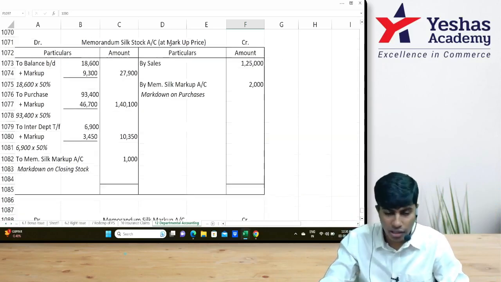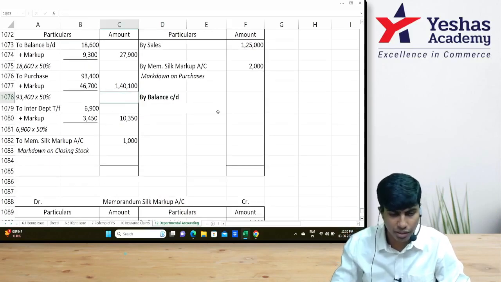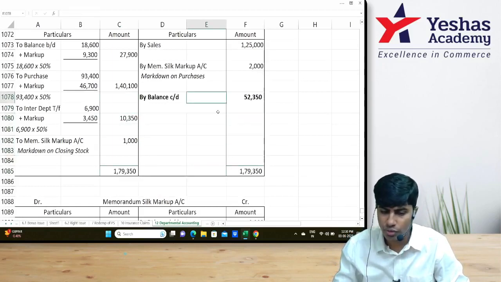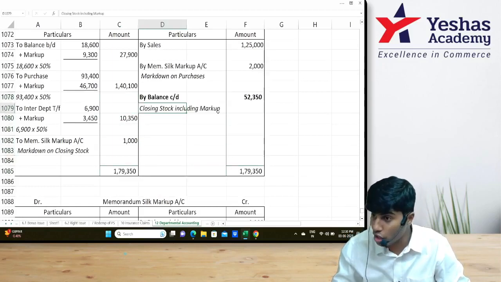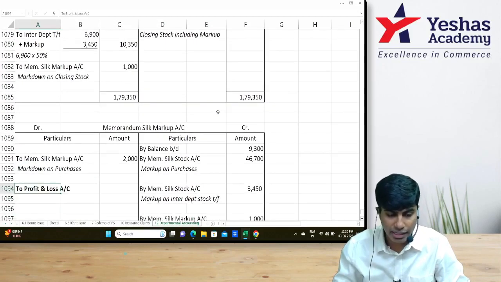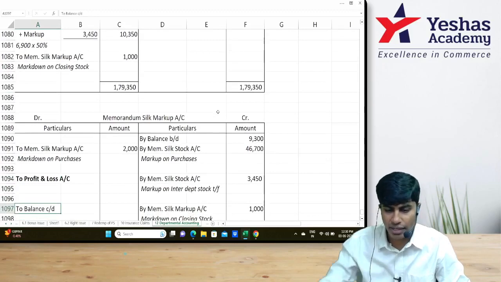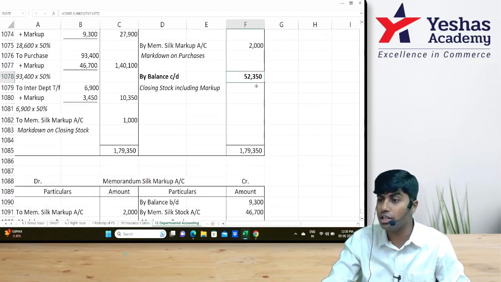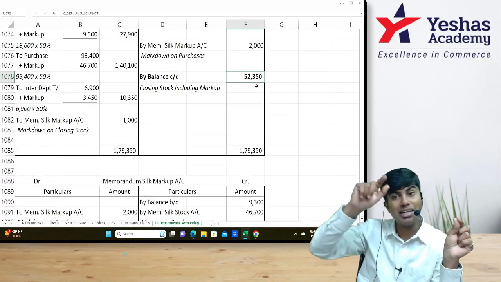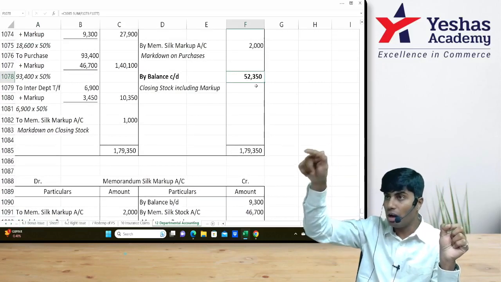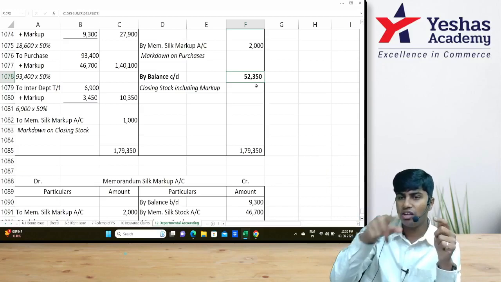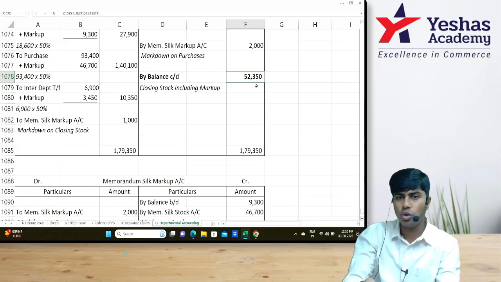Easy? Come on, let us see this. Tell me how much is the balance carried on here. 52,350. Yeah? 52,350 is closing stock including markup. So in my memorandum silk markup account, I'll write here balance carried on. So 52,350 is including markup. Cost 100, markup 50, marked up price 150. So 150 is 52,350. How do you find how much is markup? 50 by 150, or 1/2 on cost, guys.